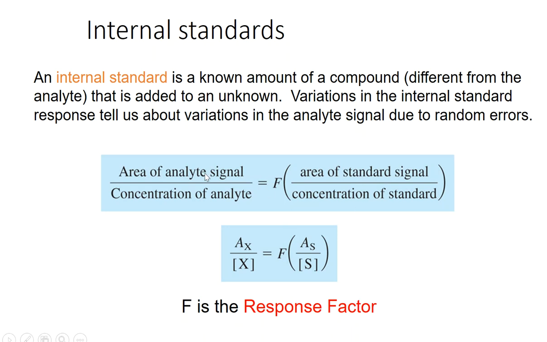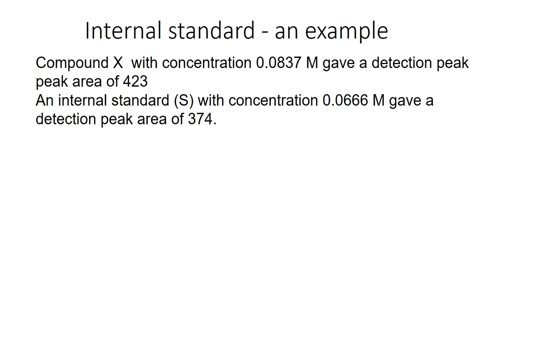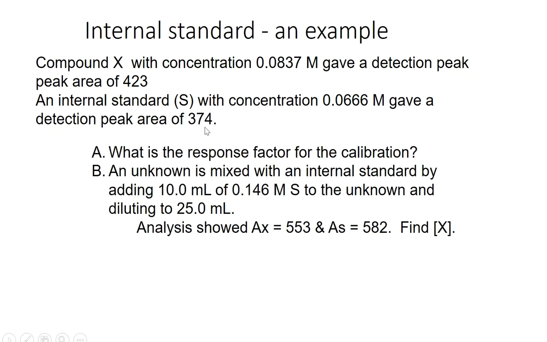So here's our standard analyte, here's our internal standard as well. So here's an example that we might see with an internal standard. Compound X is our analyte, and we measure a standard concentration of our analyte, 0.0837 molar, and we get a detection peak of 423 arbitrary units. We also measure our internal standard, and here's the concentration we prepared, and it gave a detection peak of this. So we can now calculate a response factor.